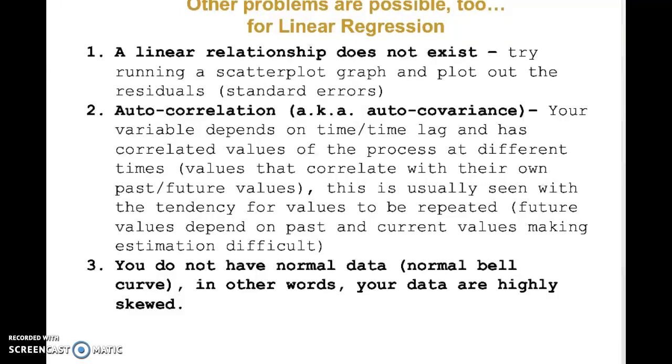We also have autocorrelation. We call it autocovariance. Your variable depends on time or a time lag and has correlated values of the process at different times. So the response is going to change over time. So it's values that will actually correlate with past and future. And this is usually seen with the tendency for a response to be repeated, like time 1 and time 2. We have whole different regression equations built to take care of that.